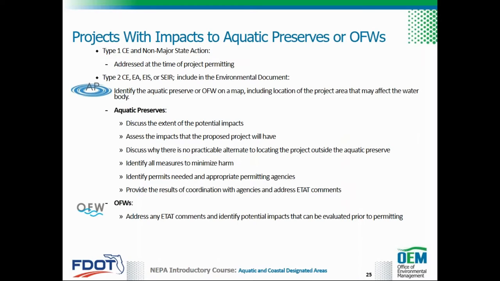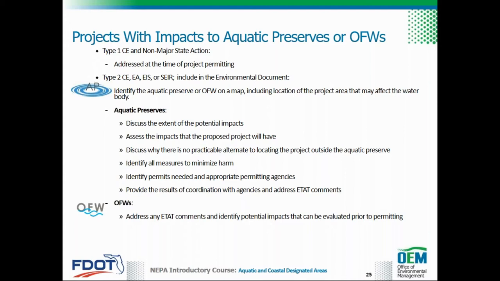Now, if a project will impact an aquatic preserve or OFW, more documentation is needed. For a Type 1 CE and non-major state action, projects with impacts will be addressed at the time of project permitting. For a Type 2 CE, EA or EIS, or SEER, the aquatic preserve or OFW is identified on a map, showing the location of the project area that may impact the designated water body.